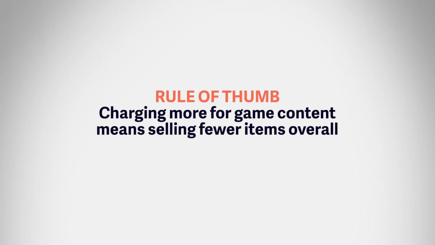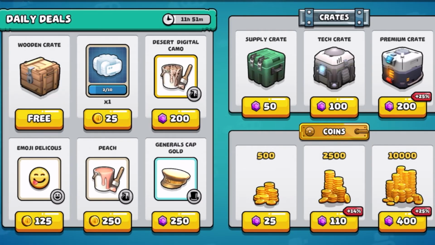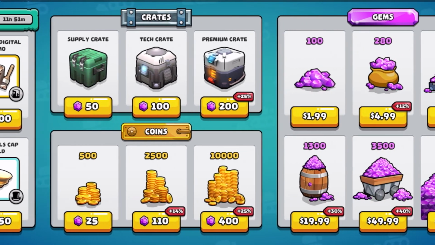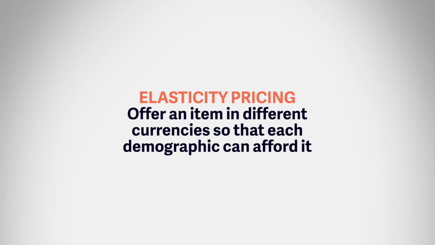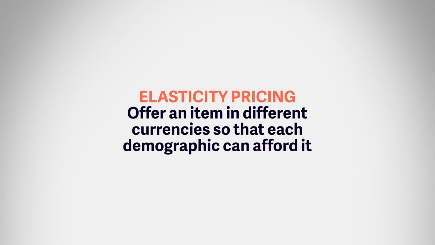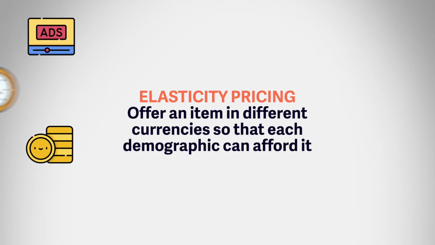There are two things that you should really think about when designing and optimizing for price elasticity. Firstly, understand your demographic audience groups and think about what price is completely affordable for each group of audiences. Secondly, consider offering the item in different currencies so that different demographic groups can all afford it by either spending real money, watching ads, or investing time.